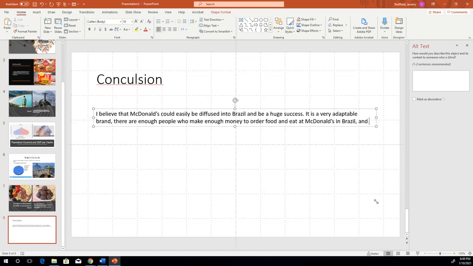And with a simple menu change to Portuguese and some delicious desserts, or excuse me, we'll call them local dessert options. I know that McDonald's delicious dessert. It will be a success. There you go. So then you want to insert pictures.